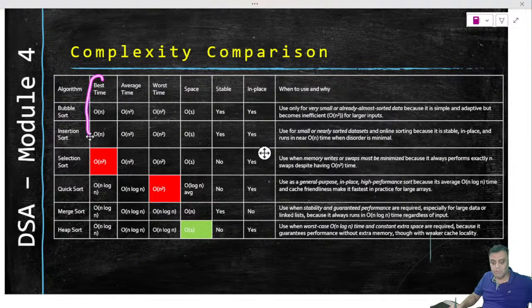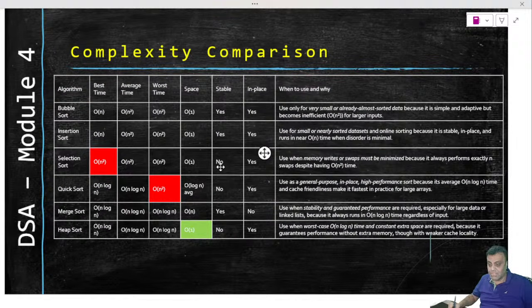Why is the best time of bubble sort and insertion sort n? Because if the array is sorted, bubble sort and insertion sort can be coded intelligently to make sure that it comes out after the first iteration. Therefore, only one iteration it will have to do, meaning n. So that is why n. But in selection sort, we cannot do one iteration and come out. We have to go through the painful process of n square. Two loops have to run completely. So that is why selection sort, even if it is sorted, will take n square amount of time.